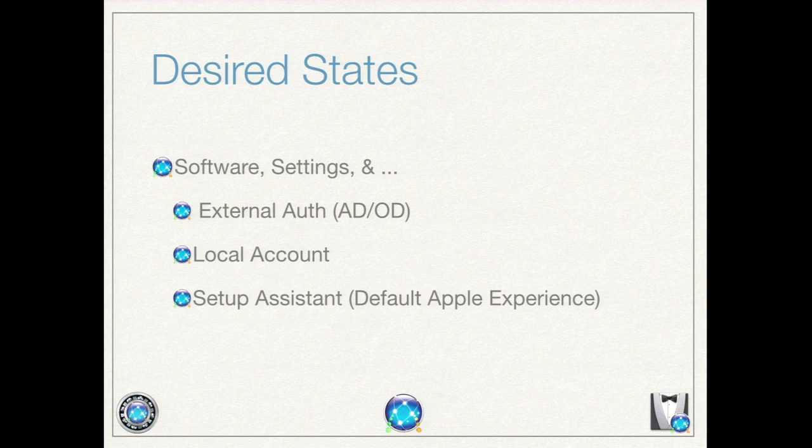There's software and settings and external auth with AD and OD, where it leaves a login window ready for the user to log in and all the applications ready. There's a local account setup where they just have a local standard or admin account, but all the software and settings are there too. And there's a third kind of desired state we think is the setup assistant, where you hand a system to someone. It already has software and configuration items on it, but they also run through the setup assistant, so they get the Apple out-of-box experience.